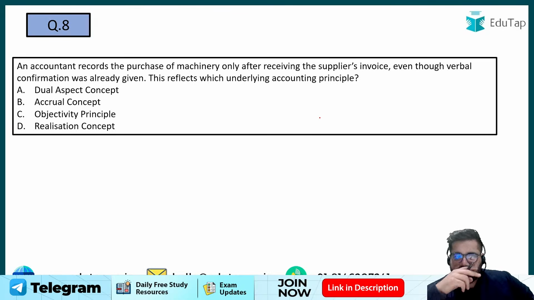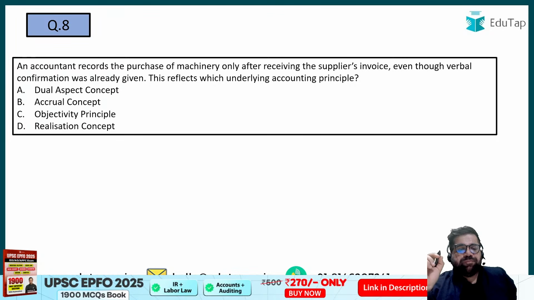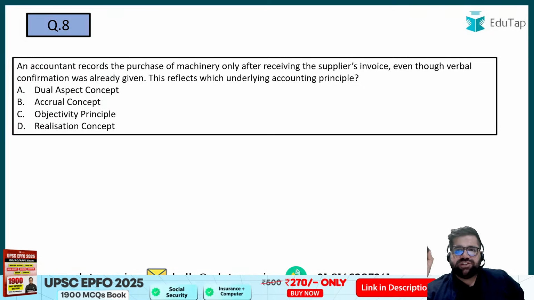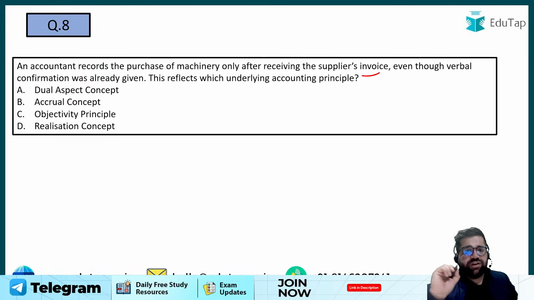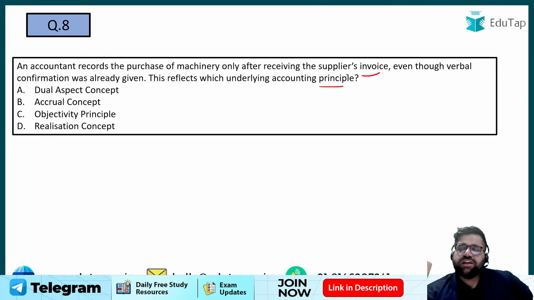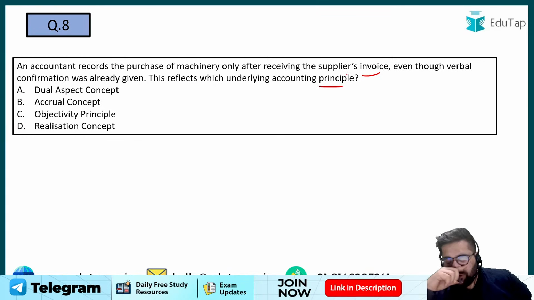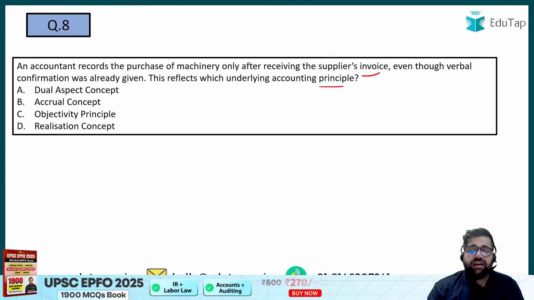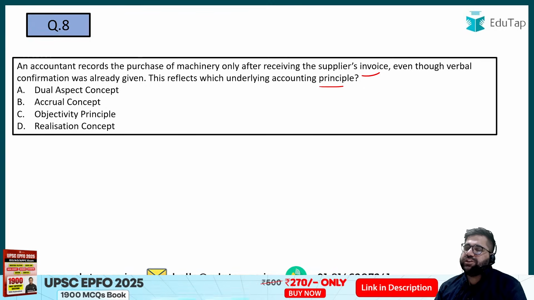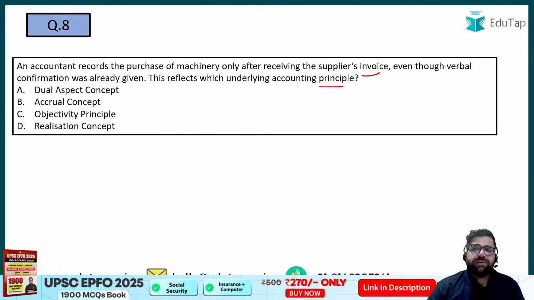Right, next question, question number 8. An accountant records the purchase of machinery only after receiving a supplier invoice, even though verbal confirmation was already given. This reflects which accounting principle? This principle is based on which particular concept?